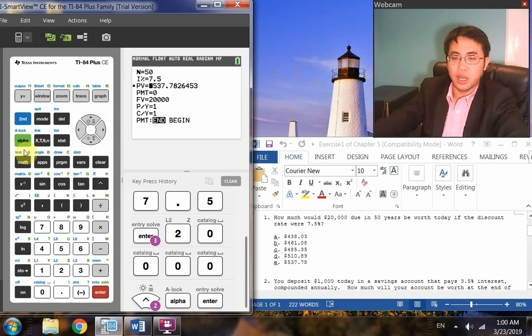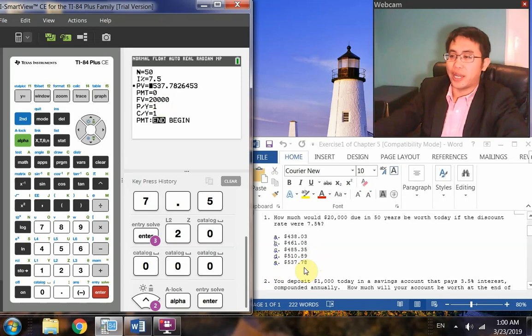Do you see this green letter solve? Basically you need to hit this enter key, and before that you need to hit this green button to make sure the green option is selected. After I hit alpha solve, I see the present value is negative 537. Basically that means if today I deposit, or spend, $537 out of my pocket, then 50 years later I would get $20,000. So that is the correct one.